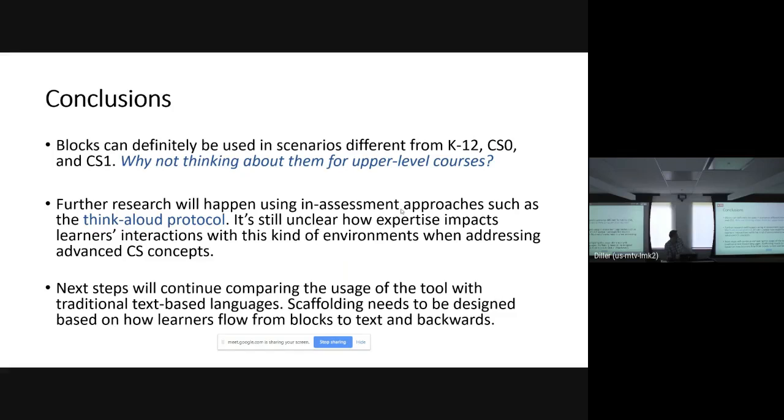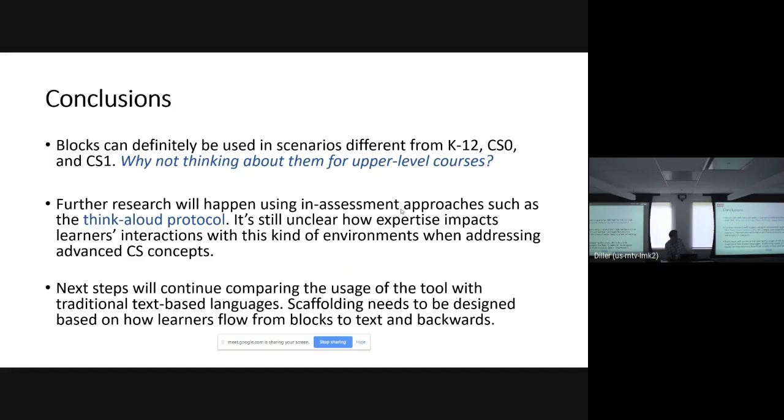We need to conduct further research, and it is going to happen trying to be a little bit more in activity. So we're thinking about having think aloud protocol, having some kind of analysis of how the student is navigating visually, having eye tracking on how the student is navigating with the canvas, with the blocks, and how somehow the student is aiming to understand the different things that are happening in the environment. And of course, trying to address a little bit more advanced computer science concepts.